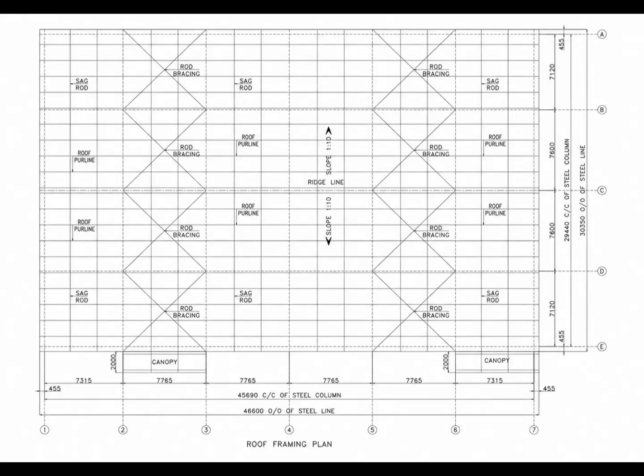We can distinguish sag rods from the separately identified rod bracing. We can identify the central ridge line. We can understand the 1:10 roof slope. And we can use the grid and dimension information to understand where these members are positioned within the overall building. The most important point from this slide is, the roof framing plan helps us understand the location and distribution of sag rods within the roof framing arrangement.